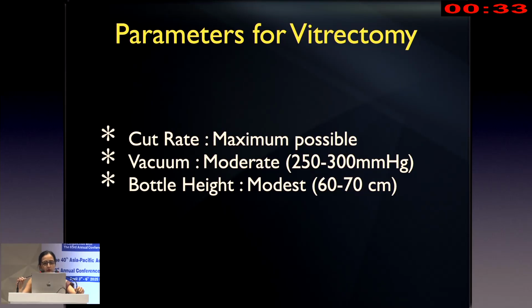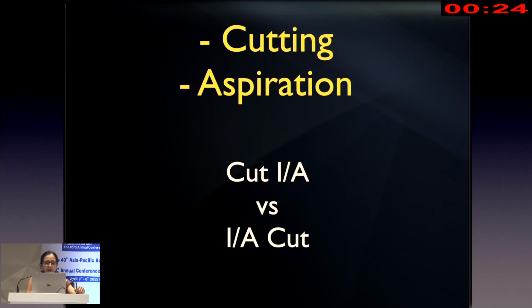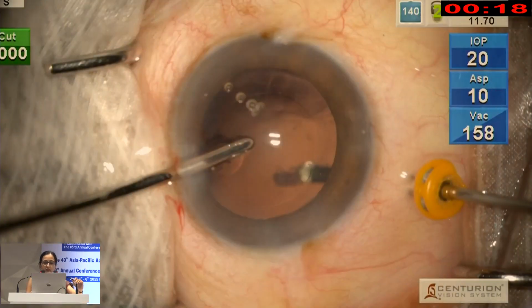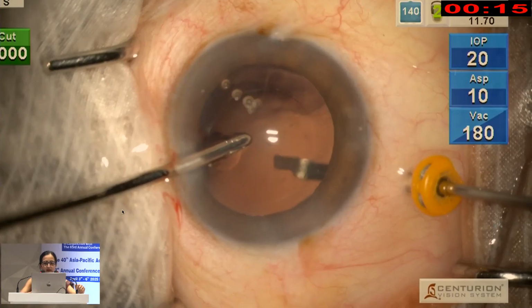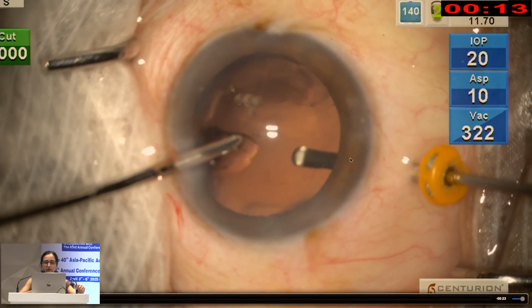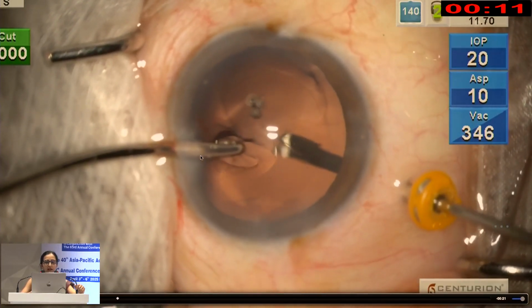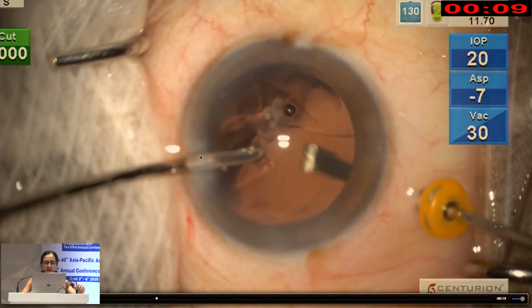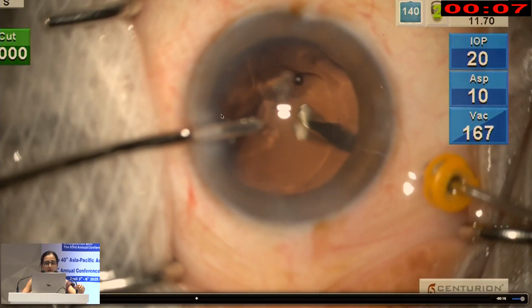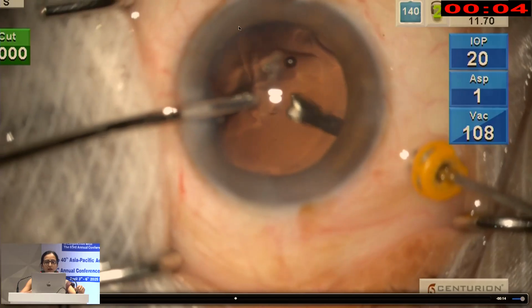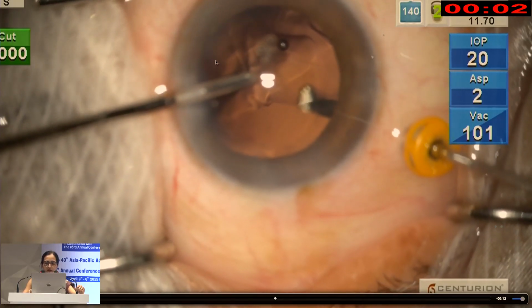What parameters do you use? Maximum possible cut rate on your cataract vitrectomy machine, moderate vacuum, and a very modest bottle height or an IOP. You use the cut IA mode, that means cut and aspirate, not aspirate and cut. You need to understand this also. So in the same case, the vitrector was introduced through this, the irrigation is still limbal, and that fragment was removed. As you can see, it's gone off very smoothly. We don't need to do a complete vitrectomy, we are just doing a limited and symmetric anterior vitrectomy here.